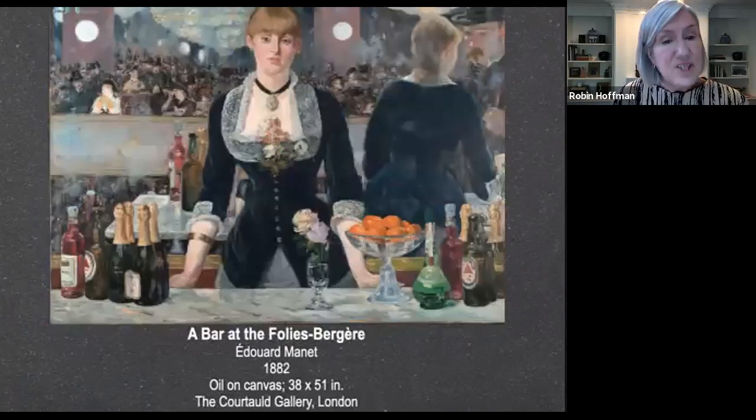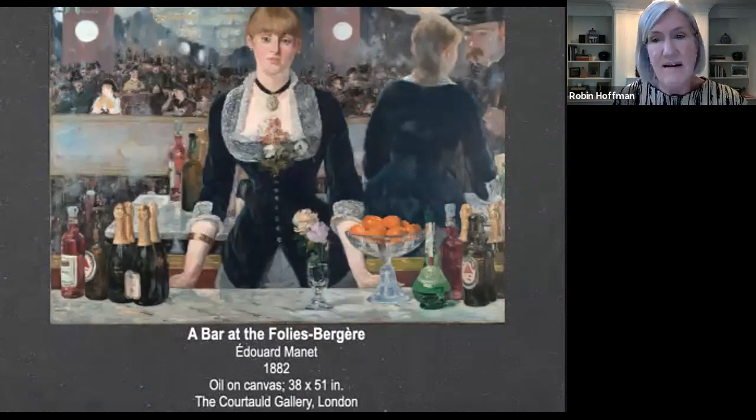The Folies Bergère was Paris's first music hall and was notorious as a place for men to pick up prostitutes. And the poet Maupassant said the barmaids were, quote, "vendors of drink and of love." Manet brazenly introduced a morally suspect contemporary subject into the realm of high art.